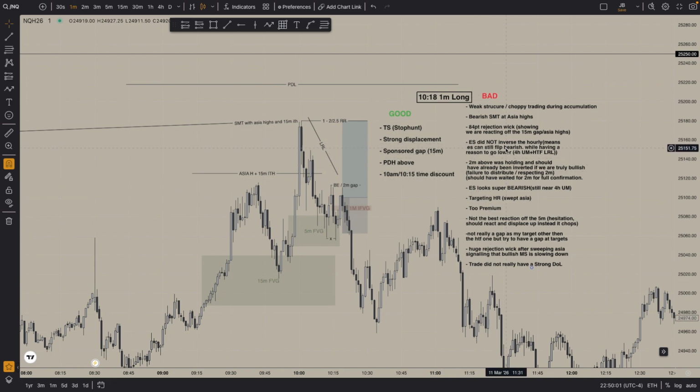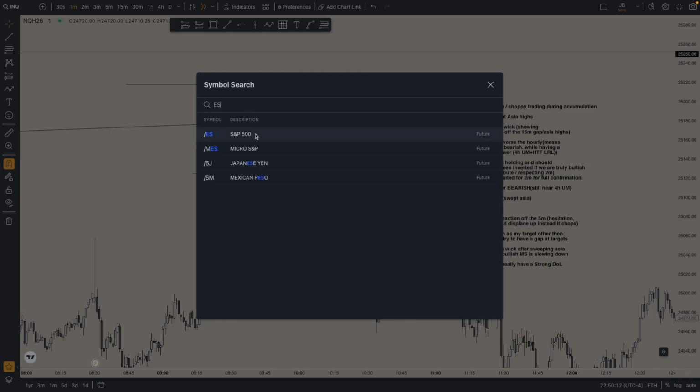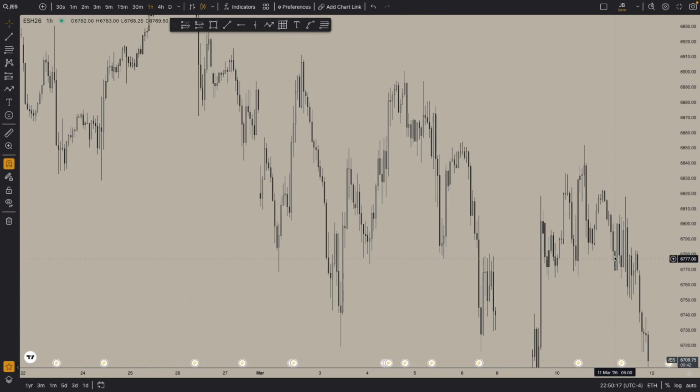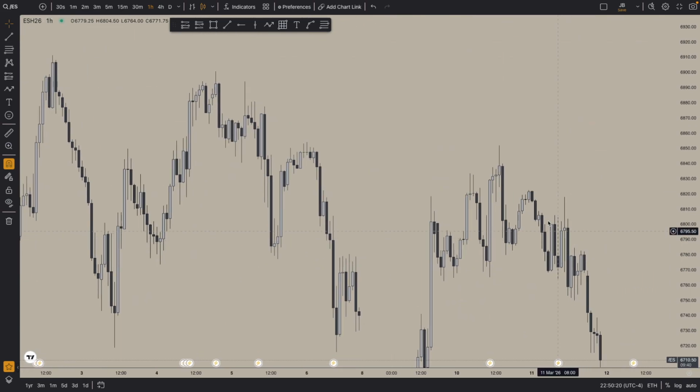Another thing is ES did not inverse the hourly gap, so we can still flip bullish, because that means ES is in a spot of distribution to take bearish distribution. If we look on ES here, this is 10 o'clock. We did not disrespect this gap. NQ closed above here, but ES is still reacting off of this gap with a huge rejection wick, on top of it put with the SMT. Definitely not the best thing to be longing with.